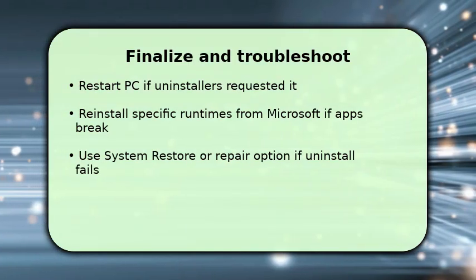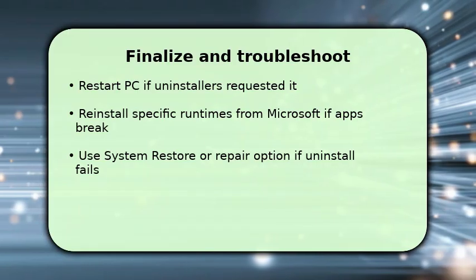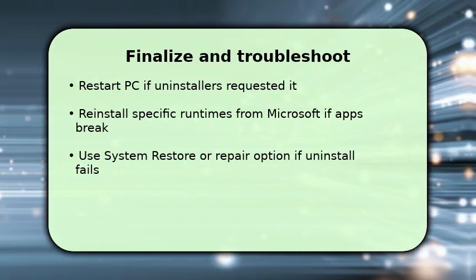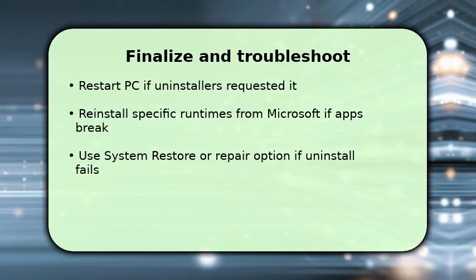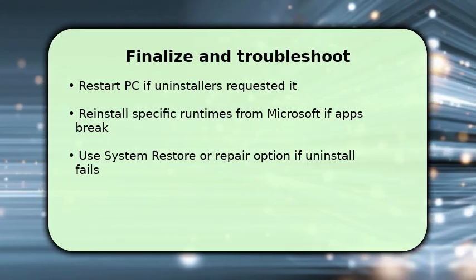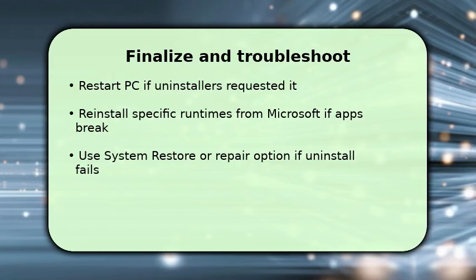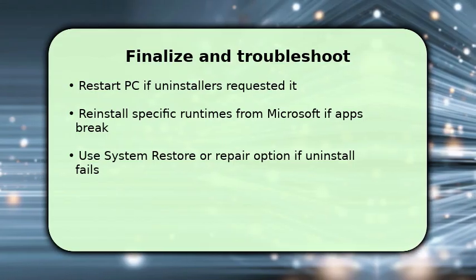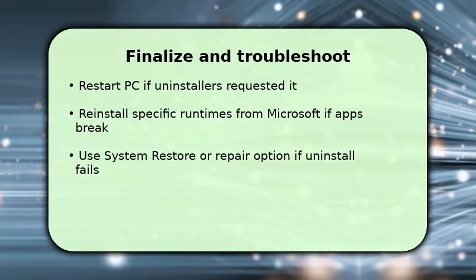After uninstalling, restart the PC if any uninstaller requested it. A restart completes file cleanup and registry changes. Then test the applications that depended on those runtimes. If an app fails, download and reinstall the specific Visual C++ redistributable version from Microsoft to restore functionality.